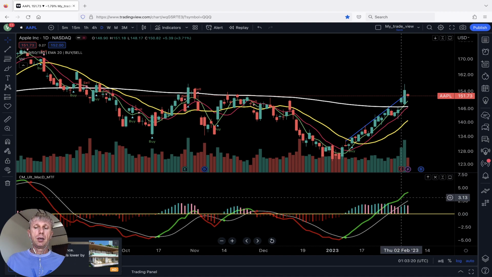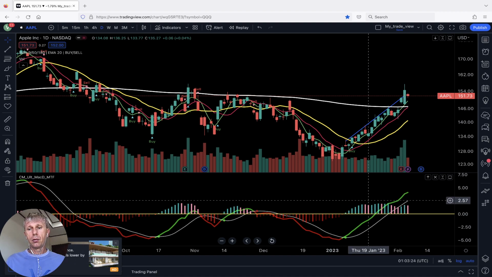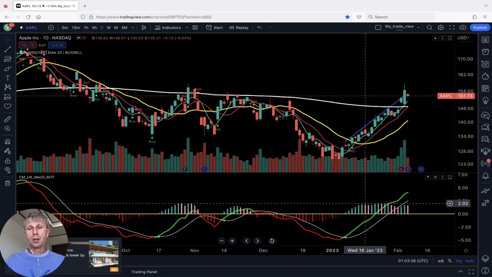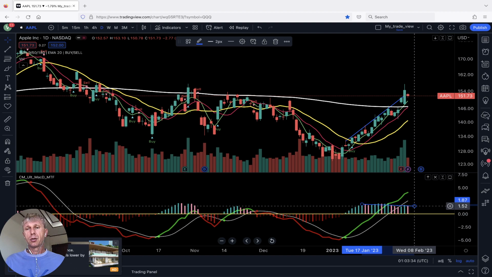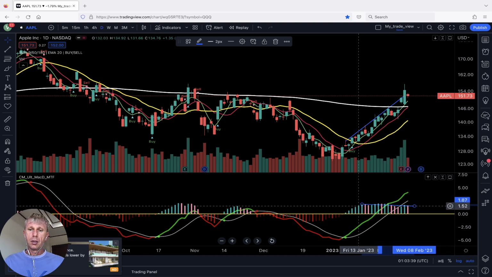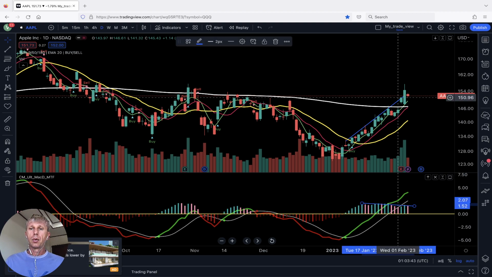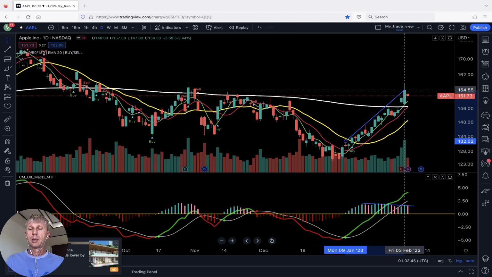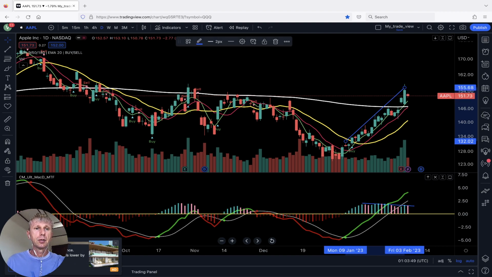Apple MACD still has green line on MACD indicator. And bearish divergences on the histogram. Bearish divergences on MACD histogram. Price action still uptrend. That's what we have. Still bullish on daily time frame with bearish divergences.